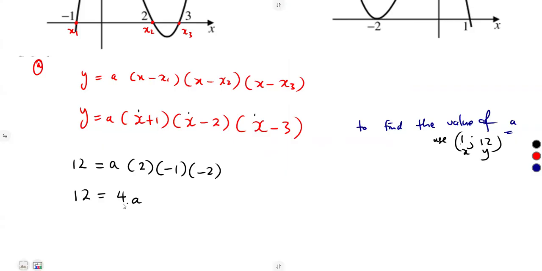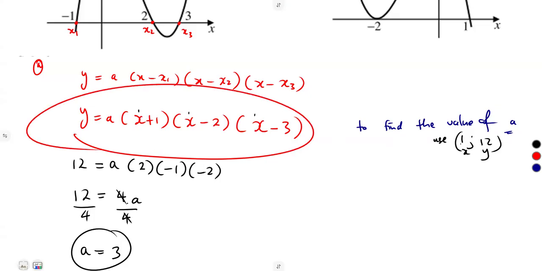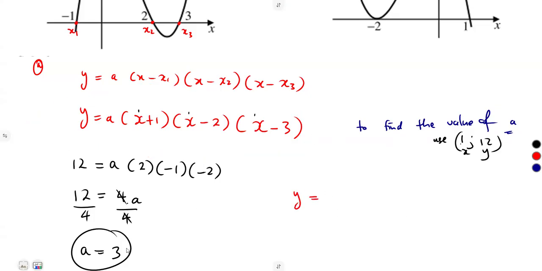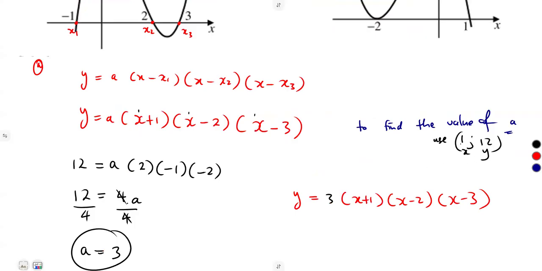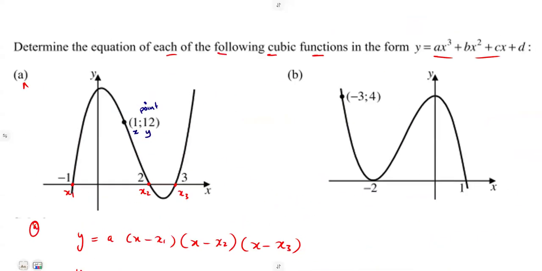To find the value of A, since we have a product, simply divide by 4. So A is equal to 12 divided by 4, which is 3. So from this equation, it follows that y is equal to, in place of A, substitute the 3, into the given brackets, x plus 1, x minus 2, x minus 3. And what you need is to expand the brackets and simplify to have our answer in the format y is equal to this.